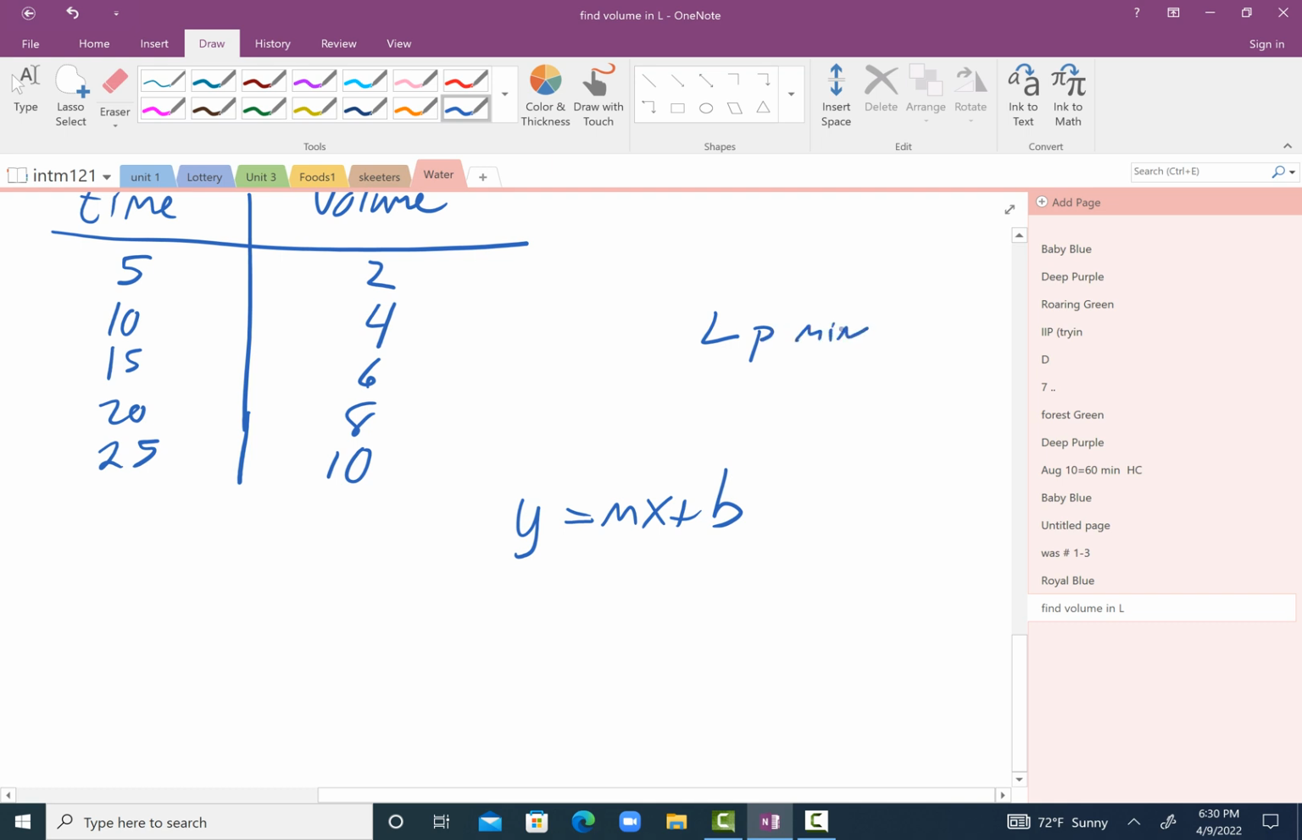Okay, we can do that by taking the amount of liters, that's 2, and dividing by the amount of time. Okay, so that'd be 5 minutes. So then that means we're going to get 0.4 liters per minute. All right, 0.4. You just take 2 and divide it by 5. That's what you're going to get. So then that is your slope.